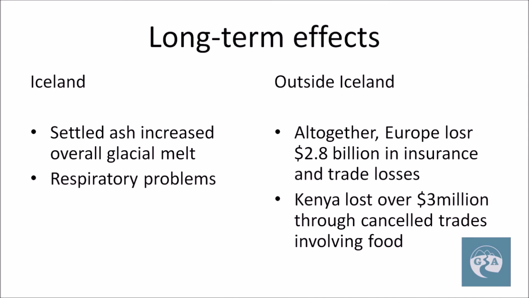Long-term effects. In Iceland, we saw that a lot of settled ash increased overall glacial melt. This is because the ash is much darker than the ice and is able to absorb more incoming solar radiation. People found that they had lots of respiratory problems long after the event occurred because of remaining ash.